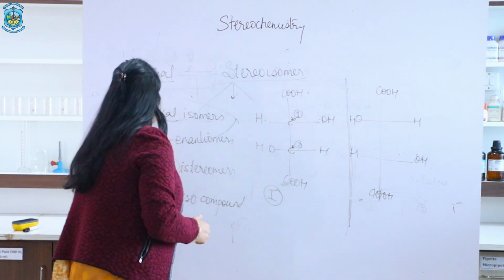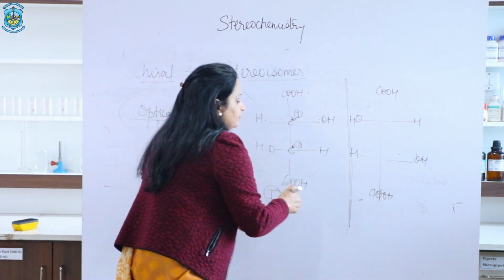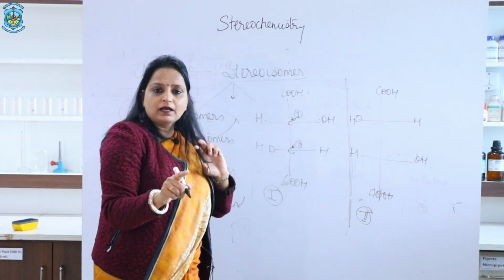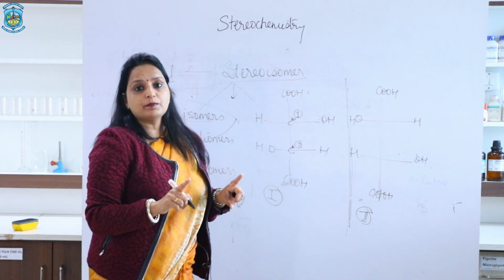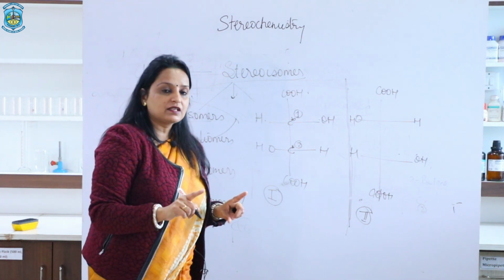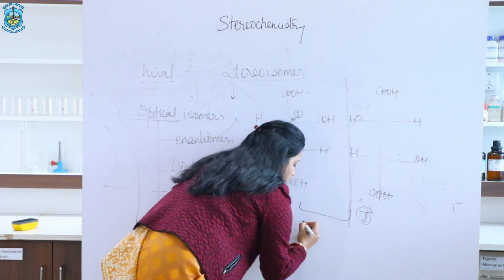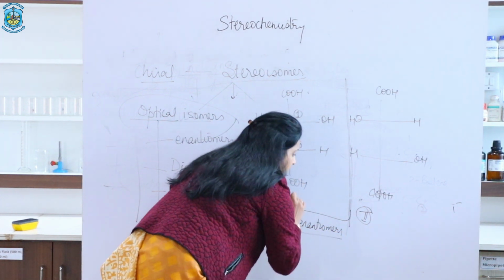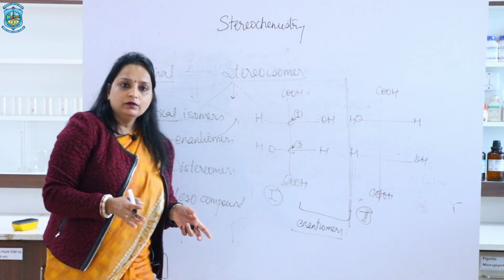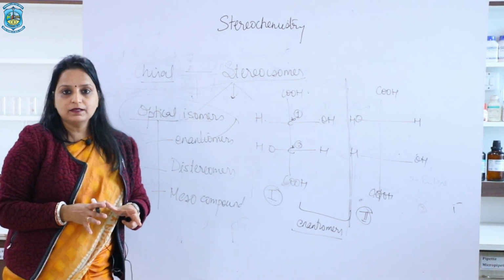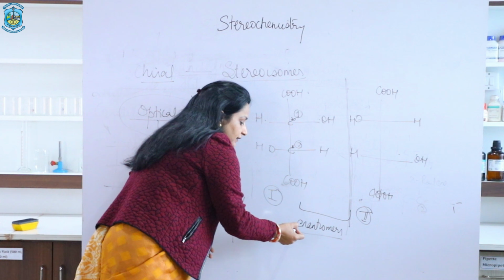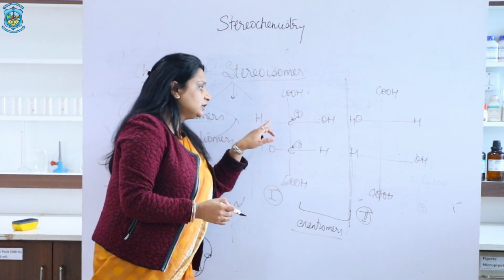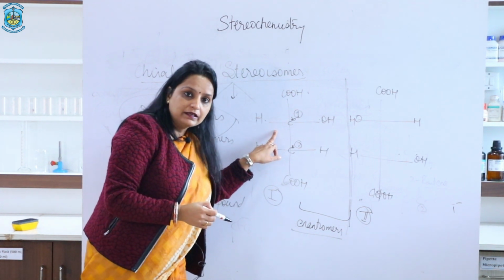So, this is the second structure of tartaric acid, and the 2 structures of the same compound which are non-superimposable mirror images are categorized as enantiomers. So, the relation is that 2 structures of the same compound which are non-superimposable mirror images are categorized as enantiomers.